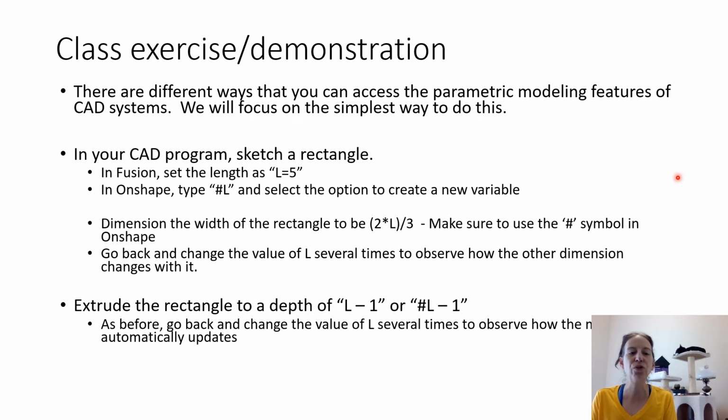Okay, and then extrude the rectangle to make a prism, and we're going to do this with a subtraction. So we're going to extrude it to a depth of L-1, and remember, if you're in Onshape, you want to use pound L-1. The point of that is to notice that you can use multiplication, addition, anything that you could put in an equation, as your relationship. We're going to keep it to simple linear relationships like multiplying, dividing, adding, subtracting, but you can do other things if you have more complicated relationships between your sketch entities.